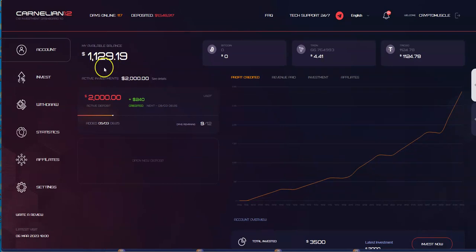And so I'll eventually draw that out, because you can only do 3 withdrawals at one time. So what I did was I extracted all the Bitcoin first, and then I'll figure out what to do with this, but it's going to continue to earn every day. So Carnelian12, this is just a crazy good platform.